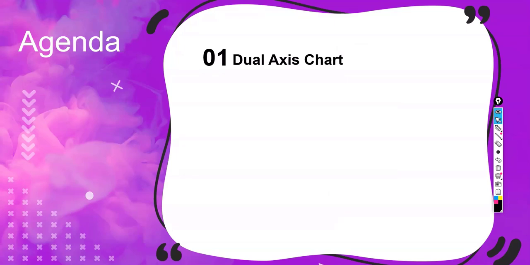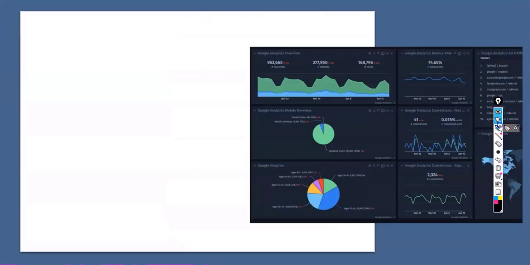So the agenda is pretty simple, like I told you, the dual axis chart. Now, what does a dual axis chart do? You'll be seeing a relationship between two different variables. More specifically, these are used for demonstrating the relationship between two or more measures with different amplitude and scale.